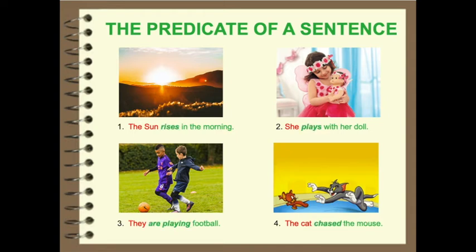Number 1, the sun rises in the morning. Number 2, she plays with her doll. Number 3, they are playing football. Number 4, the cat chased the mouse. Do you notice something else here? Each of the words that you filled up just now are doing words called verbs.